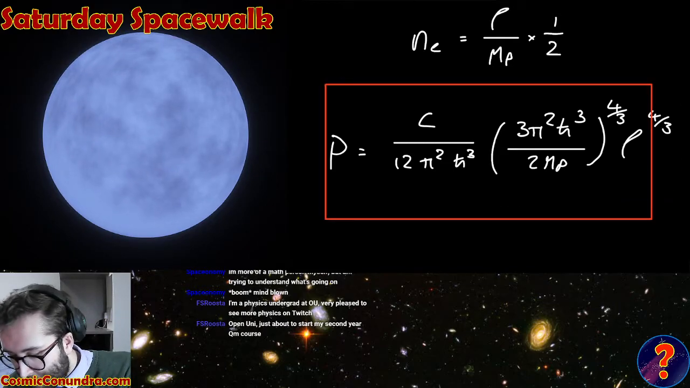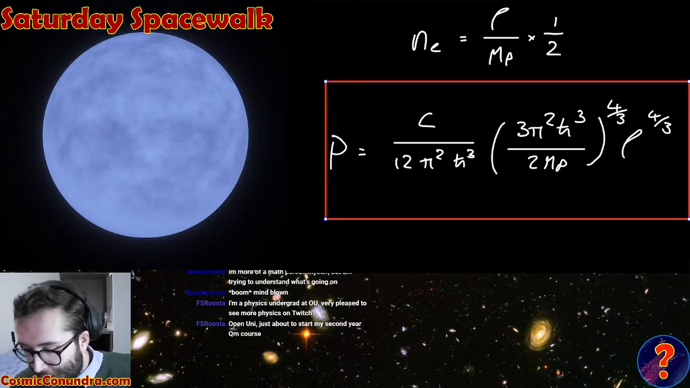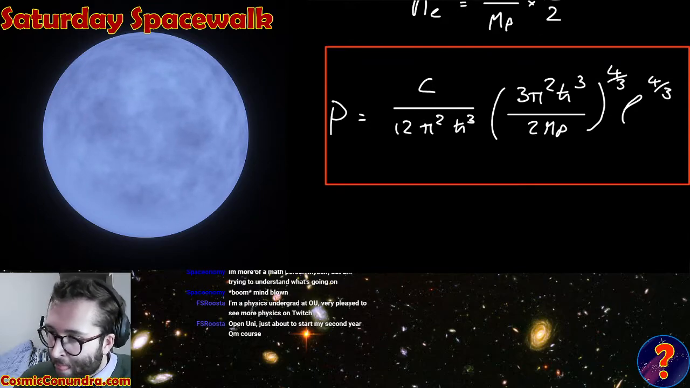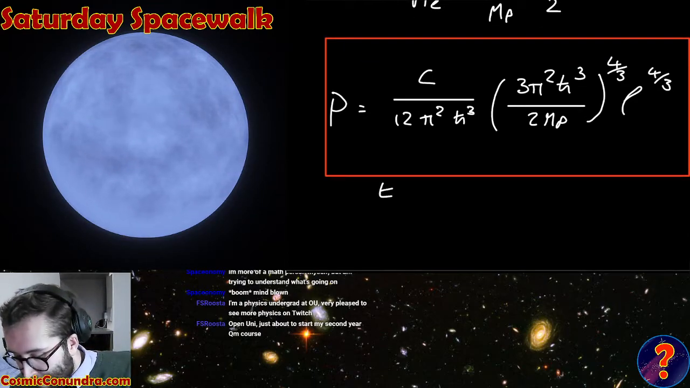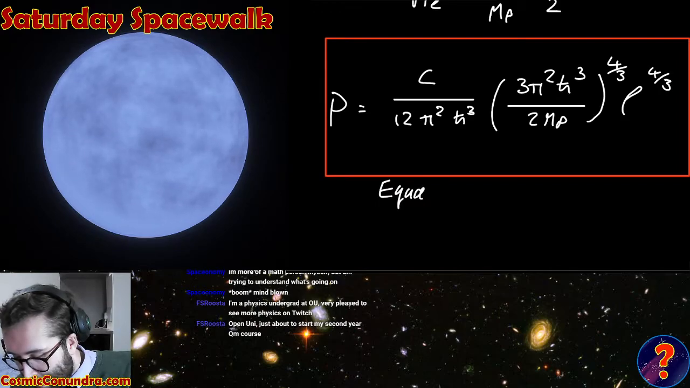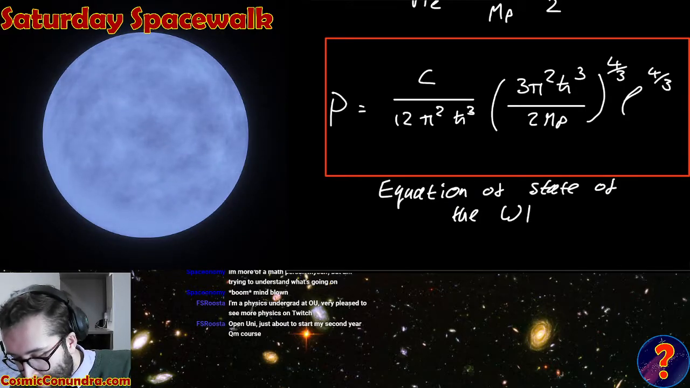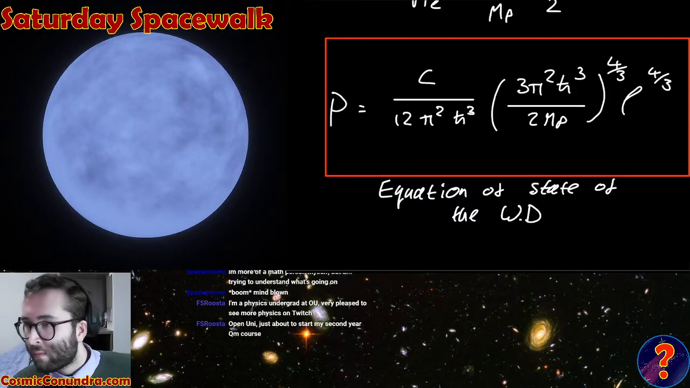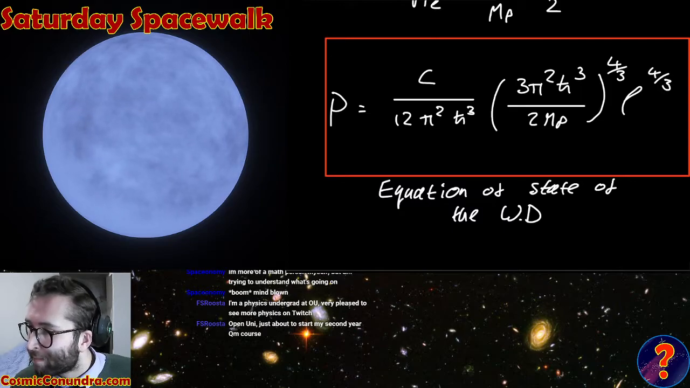Okay. This is an expression that links the pressure inside of the star to the mass density inside of the star. So I'll call this the equation of state of the white dwarf. Okay. An equation of state is something that links pressure to mass density.